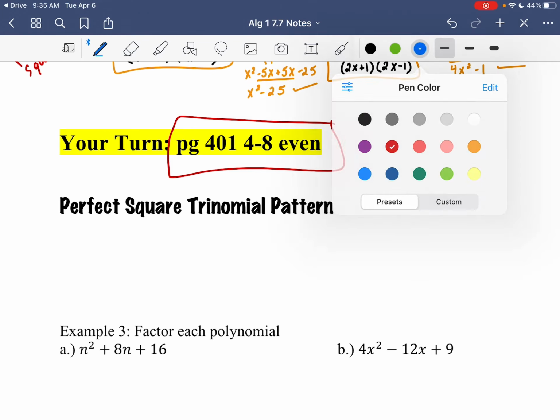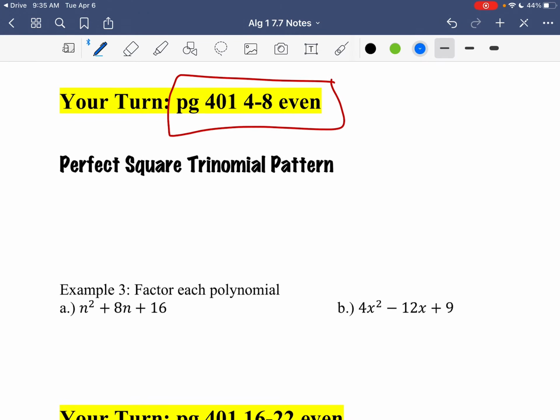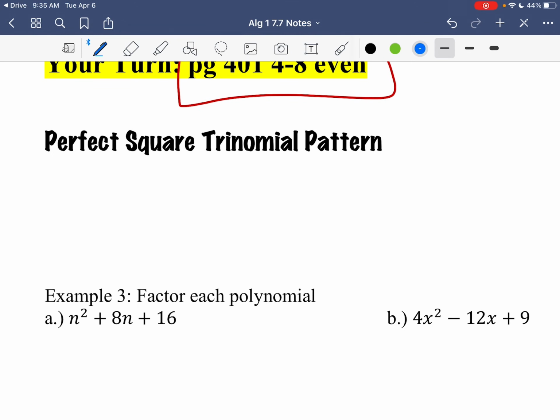Okay, so we looked at a previous pattern. So now we're going to look at this new pattern that crops up when I take a binomial times itself, like x plus 2 times x plus 2. When I multiply this out and distribute, we get x squared plus 2x plus 2x plus 4. So then I get x squared plus 4x plus 4.